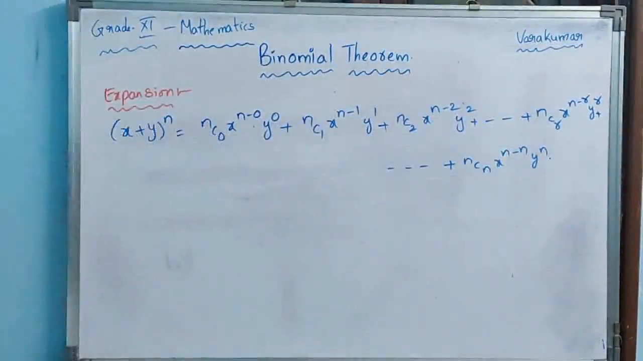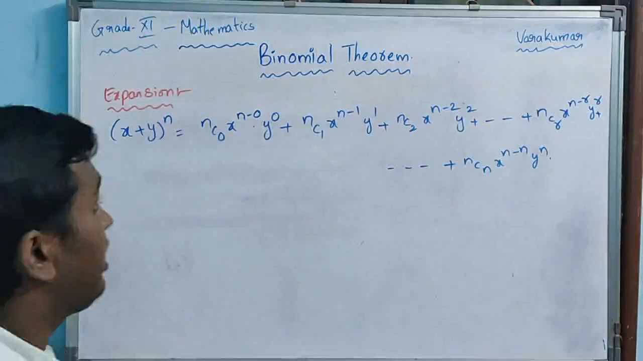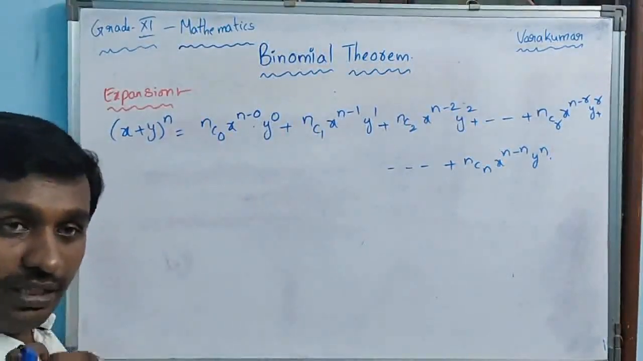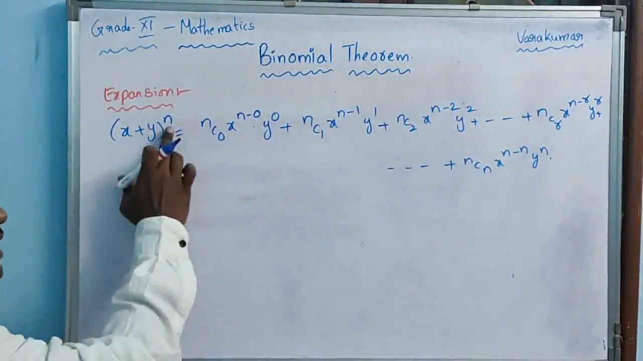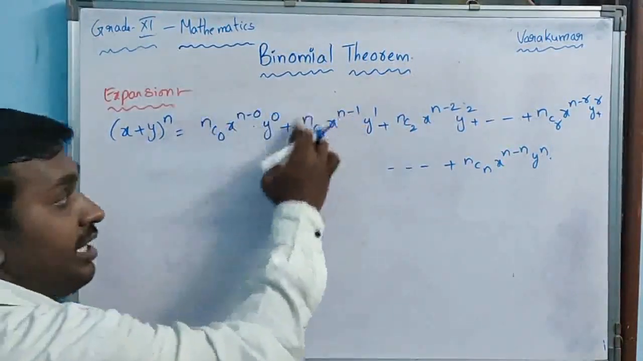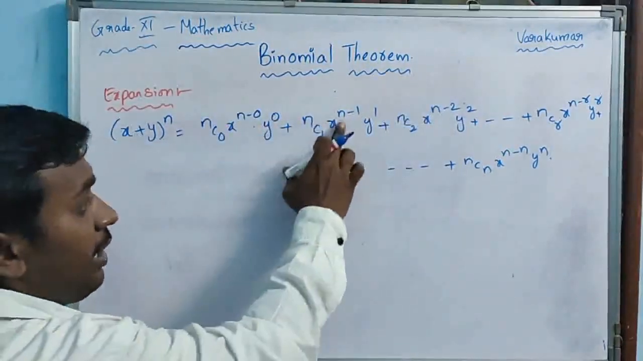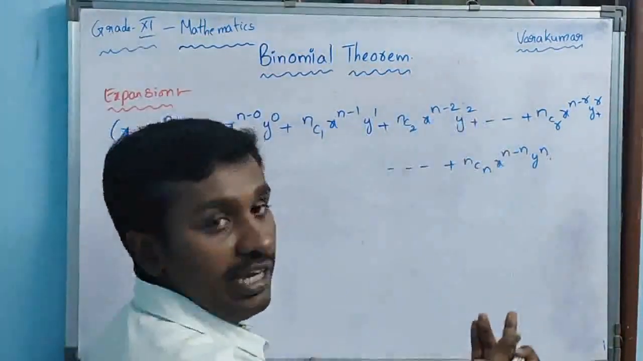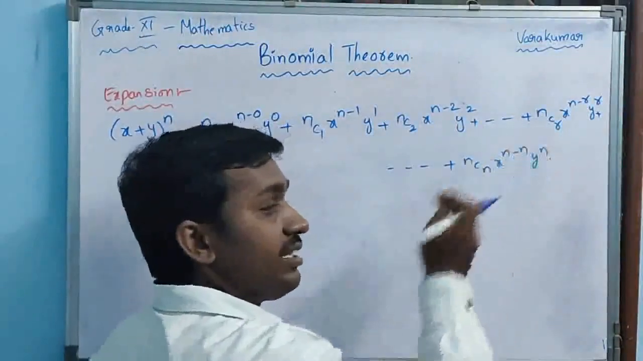So this is the expansion. Suppose you have a doubt, how can you check whether you have done it correctly or not? See, each term is homogeneous. Whatever the power is, n, the same will be their total power. Here n minus 0 plus 0 is n, n minus 1 plus 1 is also n, n minus 2 plus 2 is n, n minus r plus r is n, n minus n plus n is n.